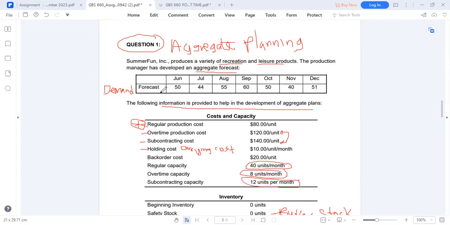So the demand forecast that we have here, if we were to meet our customers' demand, we need to produce on a regular basis 40 units. And of course, if we are under pressure, we can work overtime and produce a maximum extra 8 units. And if you're under pressure to meet the demand, we're also supposed to subcontract. We give other people to produce on our behalf 12 units.